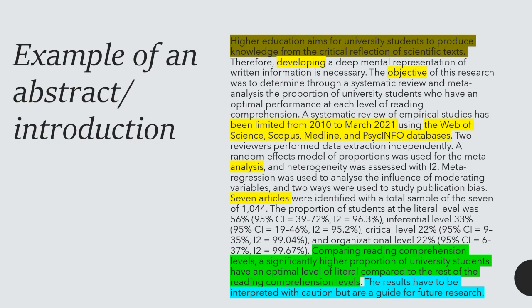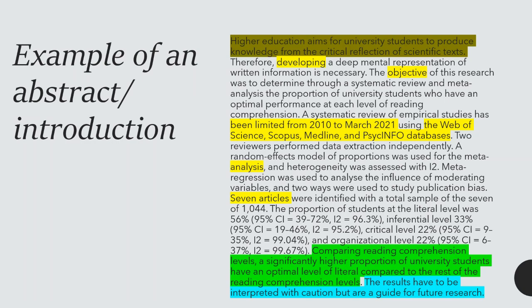Then they tell you about the meta-regression that was used to analyze the influence of moderating variables, and 2 ways were used to study publication bias. Now they tell you what they found. So they found 7 articles that met that criteria and that they included, and those they give you the evidence. It was I2. And now they are telling you they compared the reading and comprehension levels, and this is their findings.